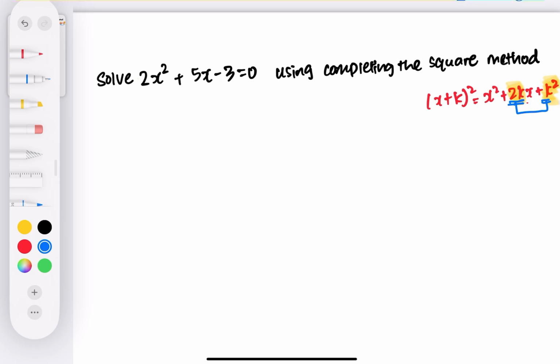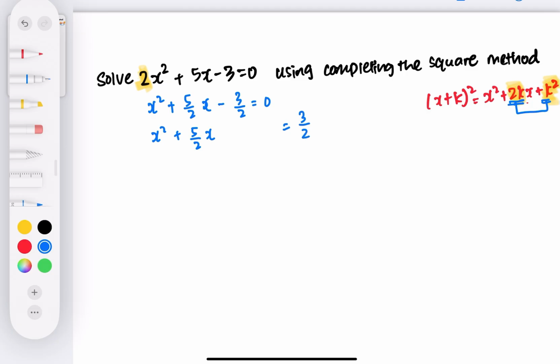So first, let's check what we are given. In this case, the coefficient of x squared is not 1. Therefore, the first step is to change it to 1 by dividing the entire equation by 2. The next step is to remove the constant term from the left-hand side. So we are going to add 3 over 2 to both sides of the equation and we get this.